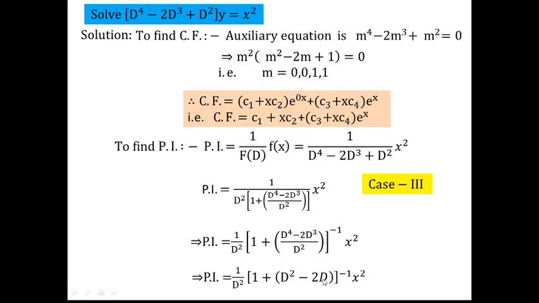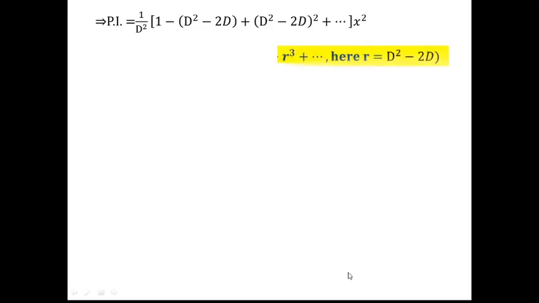So this is the term left. Let's expand this. Here note the term other than 1 is nothing but r. So what is the value of r here? It is d square minus 2d. So it is in the form (1 plus r) raised to minus 1, and accordingly we will apply the expansion formula.